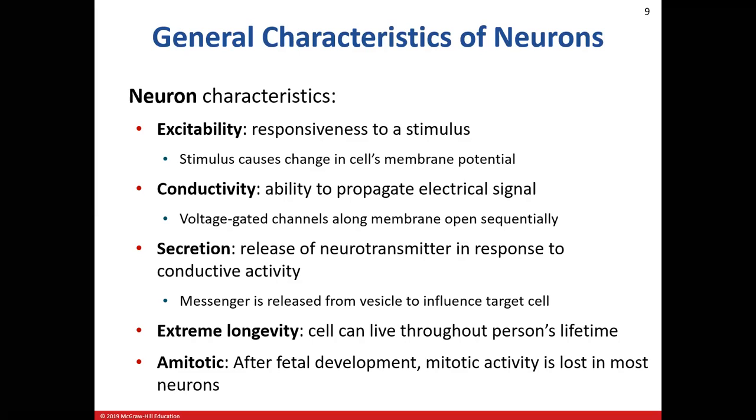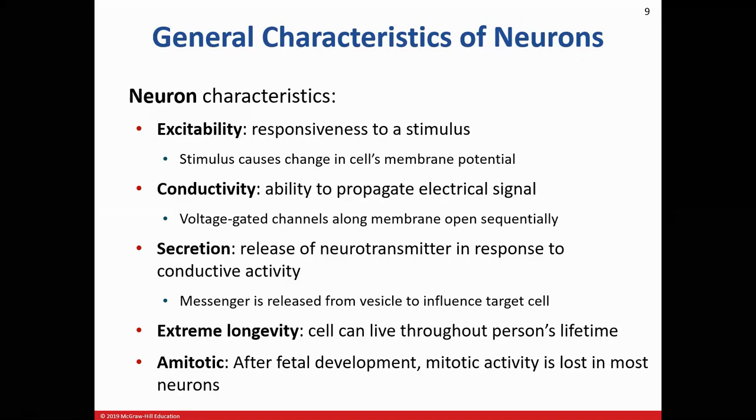It's got to have a secretory component, which means it has to be able to release the neurotransmitter in response to some sort of conductive activity. We see this at the neuromuscular junction with the axon terminal. That is a part of the neuron, and so it releases the neurotransmitter into the synaptic cleft. And so this neurotransmitter is the messenger that gets released from the vesicle, and it influences the target cell. Maybe it causes some sort of excitability, or maybe it causes some sort of inhibitory component to the target cell.